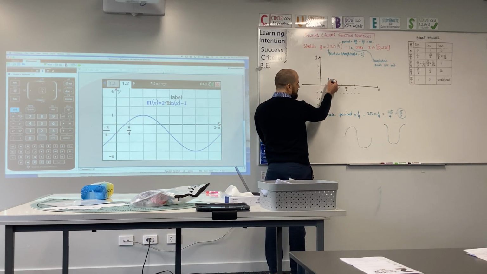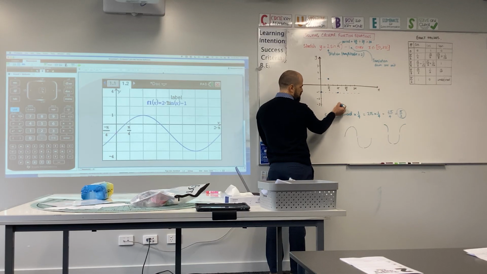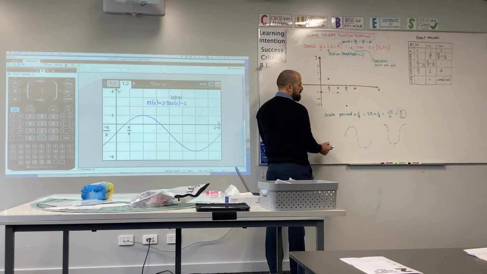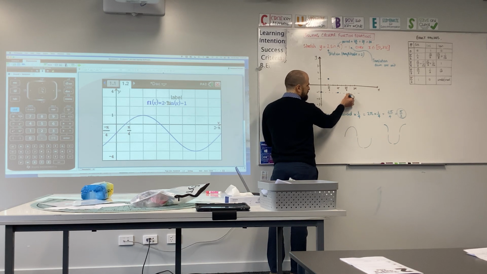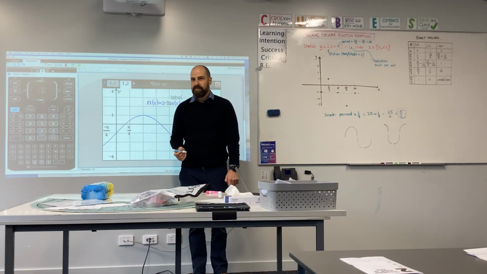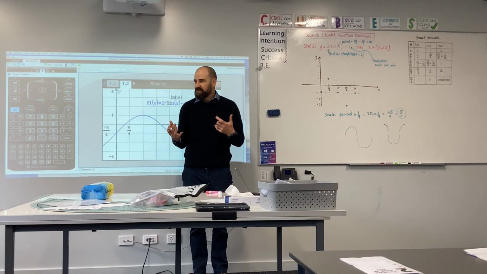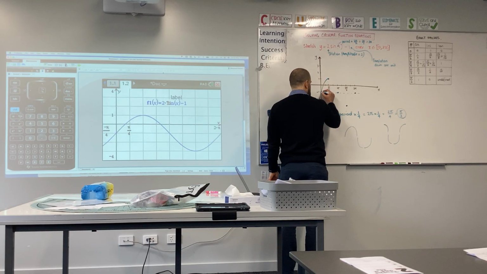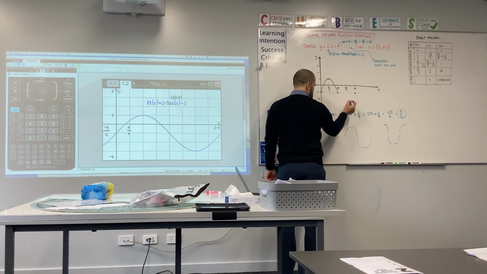The next quarter is going to go back down 2 places and across another scale factor of pi on 2. And then down another 2 places and across another scale factor of pi on 2. And then up 2 places and across another scale factor of pi on 2. And I create the shape of my graph in a series of points and then just join the dots.